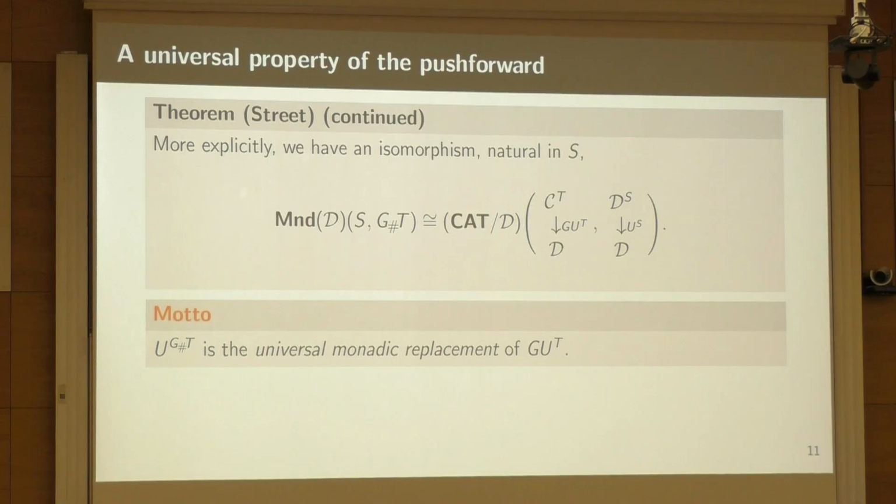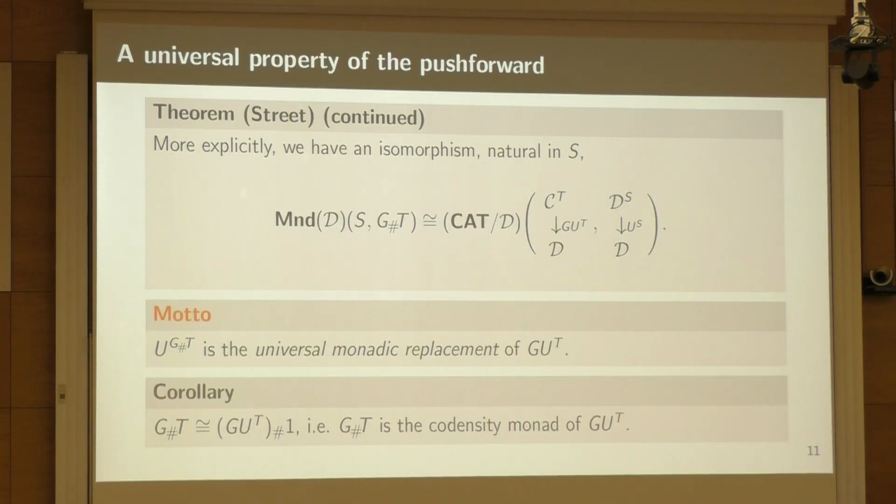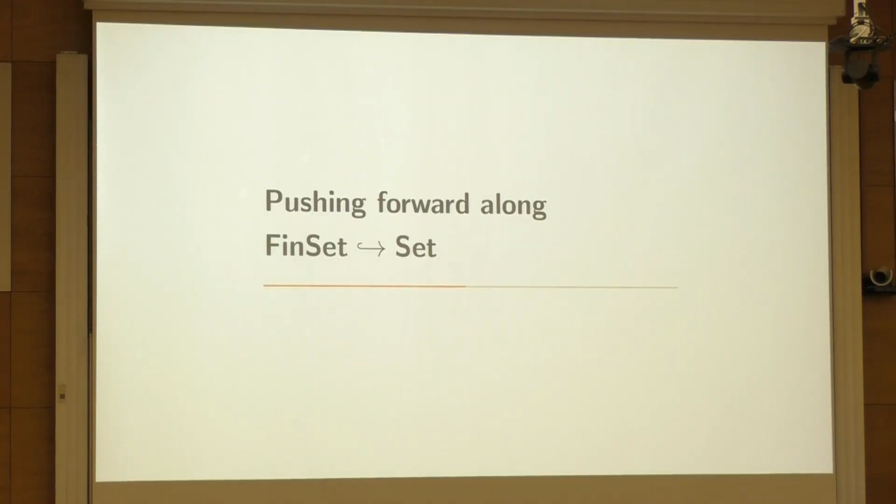And one quick corollary of this is if you just change the monad T to be the identity monad and change the functor to be G, then what you get is that that same universal property is satisfied by the codensity monad of G. And so really not only are codensity monads a special case of pushforwards, but actually the other way around as well. Okay. So that's all I want to say about the general case. This is all part of the formal theory of monads.